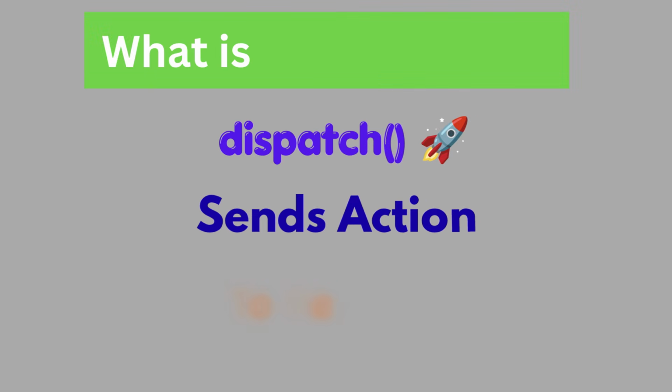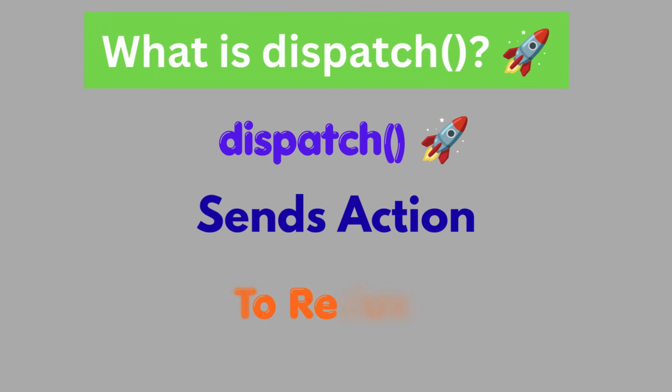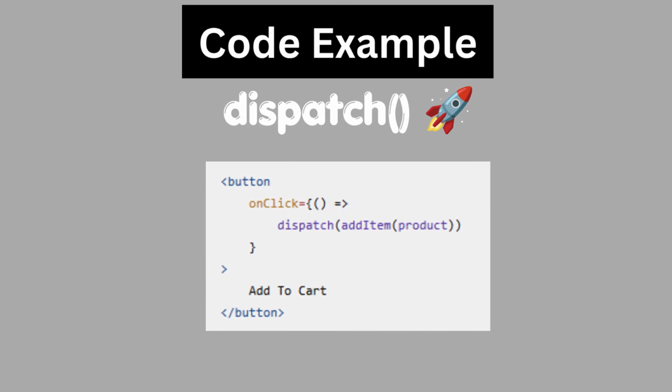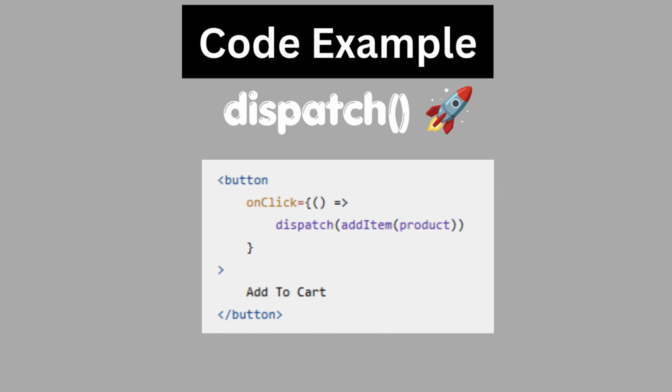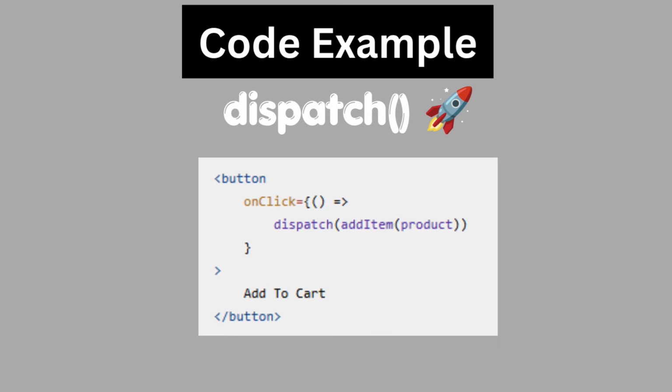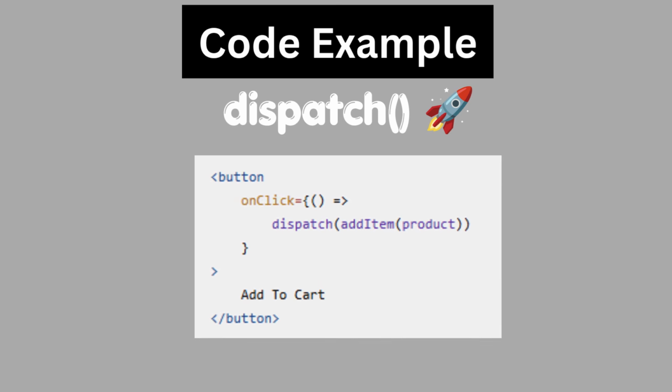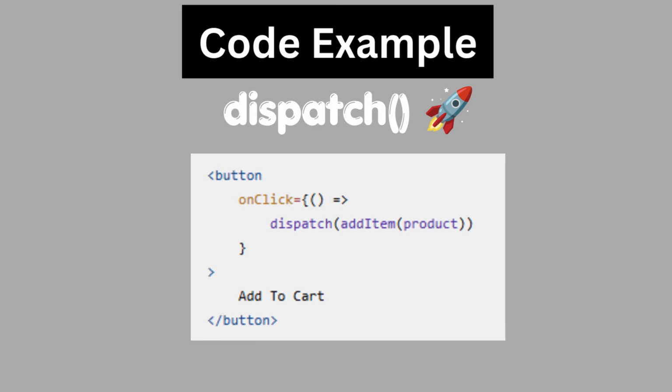The dispatch function is the first step in the Redux flow. It is used to send an action to Redux. It tells Redux that something has happened in the application. Here, when the user clicks the Add to Cart button, we call dispatch. This sends an action to Redux, telling it to add the selected product to the cart.